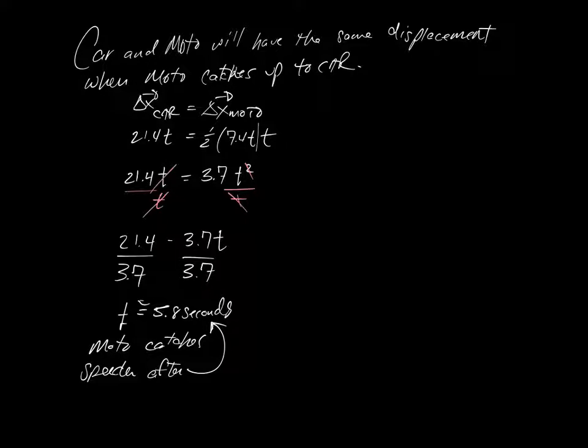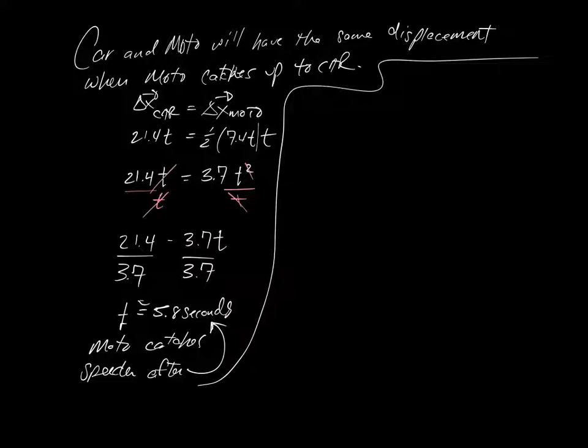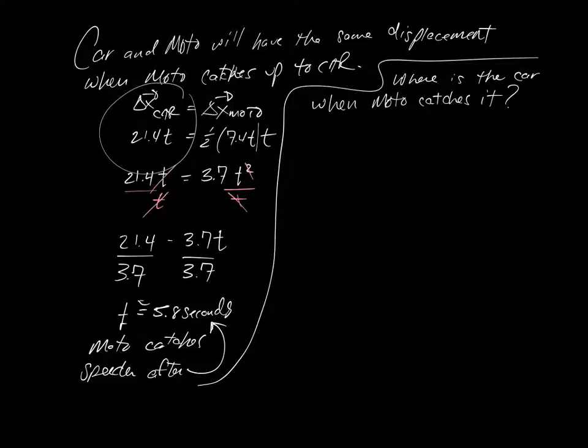Actually, why don't I do it on the other side, right here. So you might wonder, where is the car and motorcycle? Where is the car when the moto catches it? Maybe that's a nice way of saying it. Might wonder that, right? And I'm going to use the simpler of the two equations, the car's displacement. I could use either one, right? So displacement car is just 21.4 t.